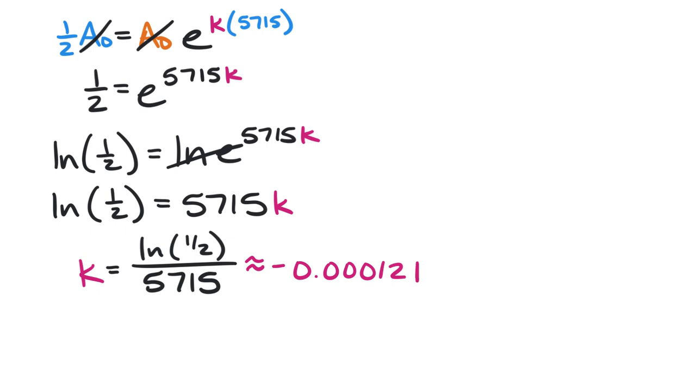Now again, the fact that this is negative makes sense because if your k value is positive, your amount should be growing. And if your k value is negative, your amount should be decaying. And since we're looking at how much carbon is left because it's getting less and less when we're carbon dating these fossils, we should have a negative k value.